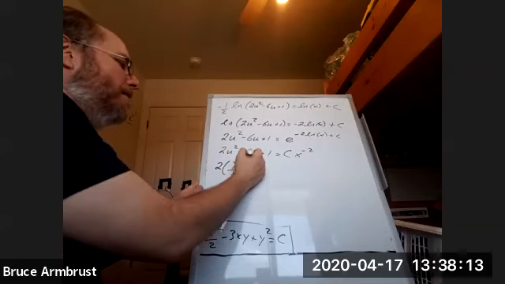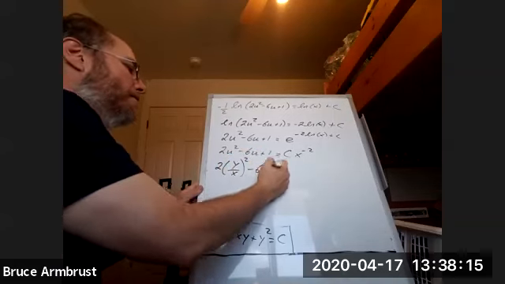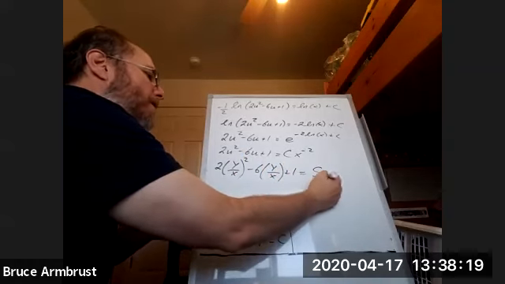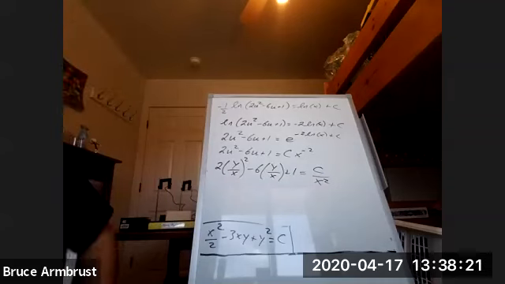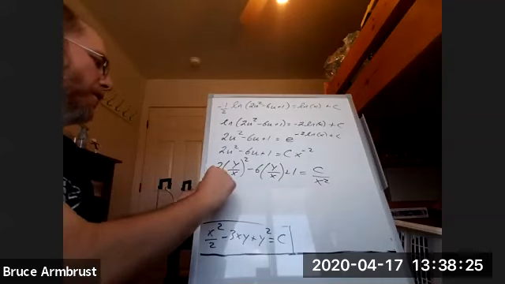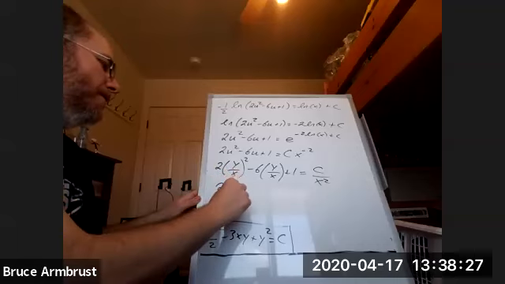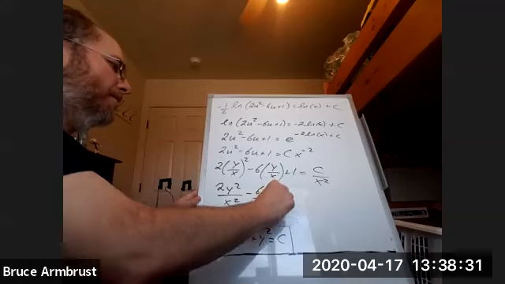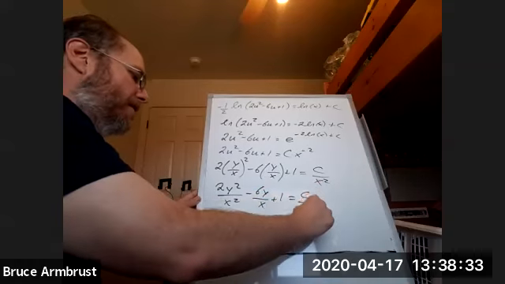So we've got 2 times y over x squared minus 6 times y over x plus 1 equals c over x squared. So we have 2y squared over x squared minus 6y over x plus 1 equals c over x squared.